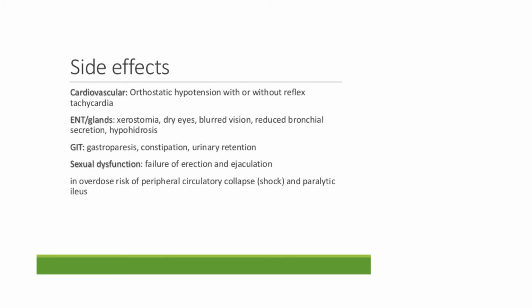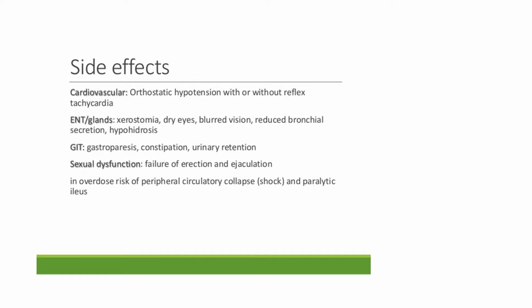Coming to the side effects of ganglionic blockers, cardiovascular effects include orthostatic hypotension with or without reflex tachycardia. In the ENT and glands, there is xerostomia, dry mouth. Everything goes dry. I told you glands are overruled by the sympathetic system. If you inhibit it, the secretions will be lost. So xerostomia, dry eyes, blurred vision, reduced bronchial secretion, and hypohidrosis.